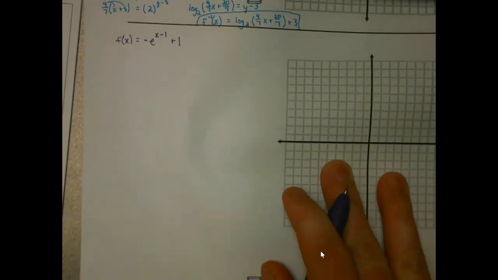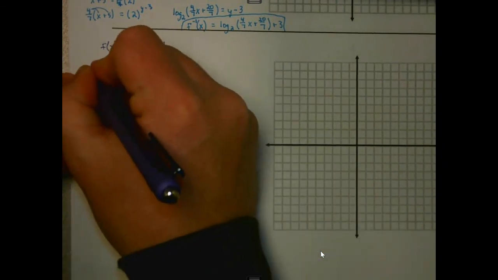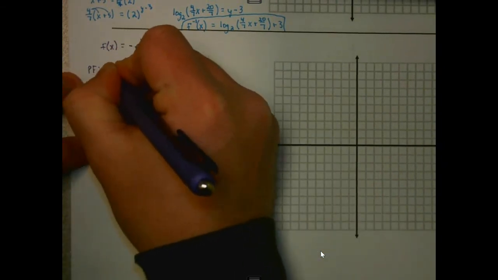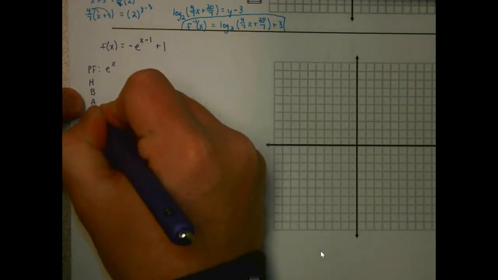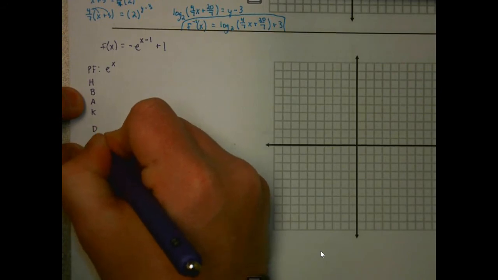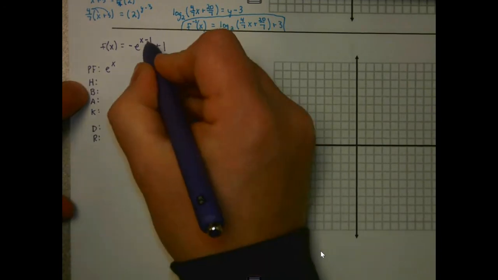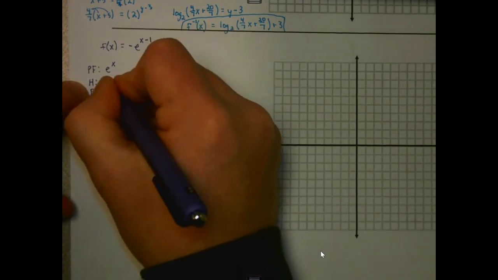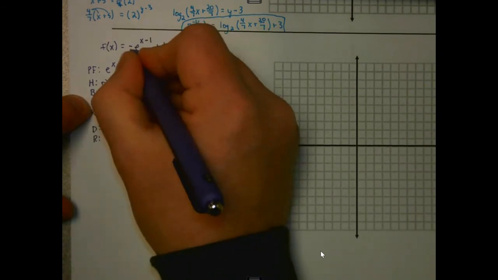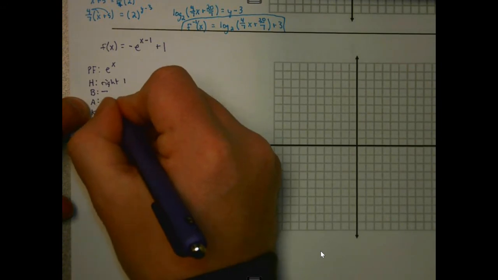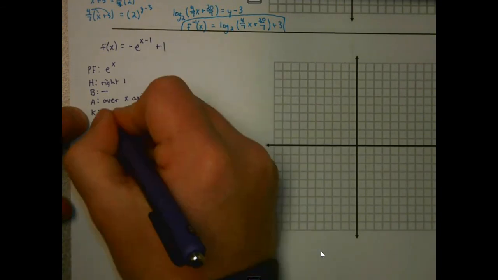Okay, so we're going to go through the exact same process as we did the first one. We want the parent function, which is e to the x. We have h, b, a, k, d, r for domain and range. So h, we have an h here, and that's going to go right 1. We have no b here. This is an a, so this is going to go over the x-axis with that negative, and then up 1.